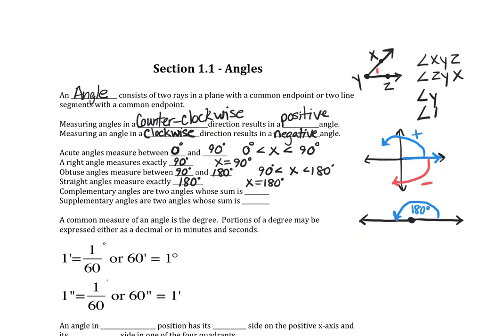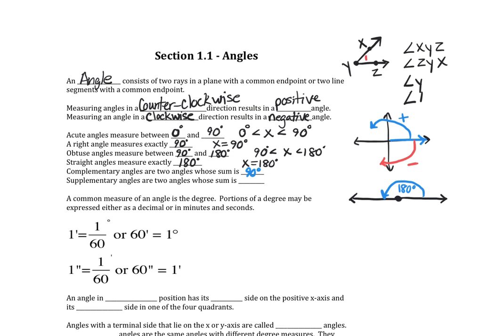We also have complementary angles. Complementary angles are two angles whose sum is equal to 90 degrees. Complementary angles, two angles that add to 90. Here's a set of complementary angles. Let's go ahead and put those two angles together. Let's say we have an angle measure of 80 degrees here. And then we've got another angle measure of 10 degrees. So their sum totals 90. So these are complementary.